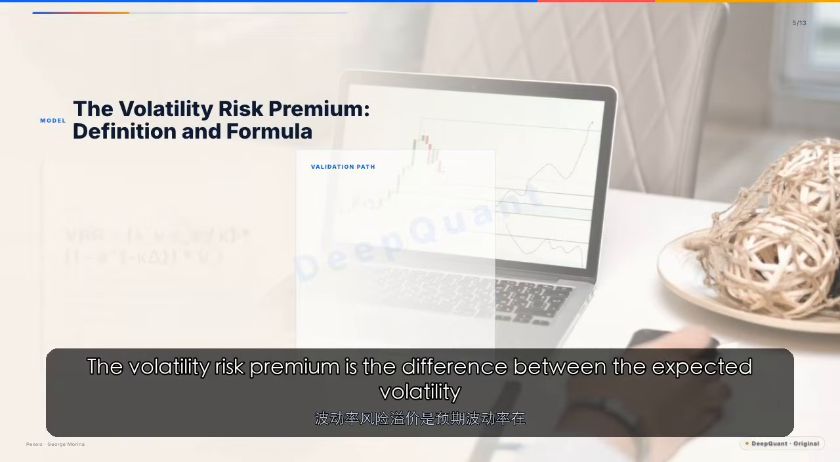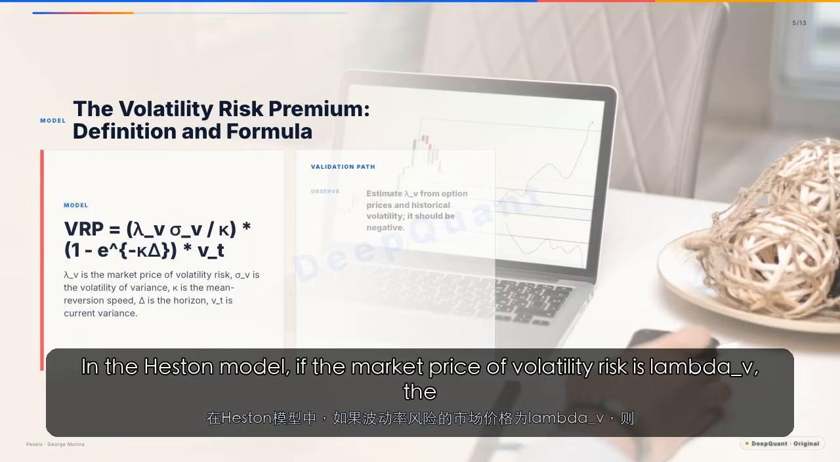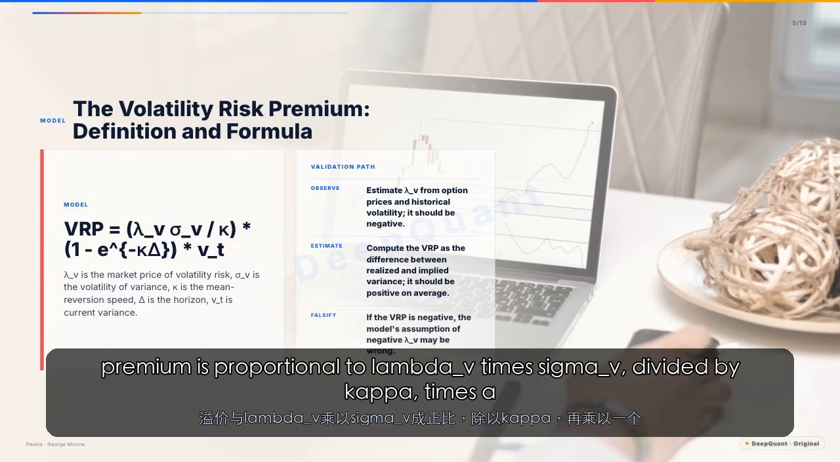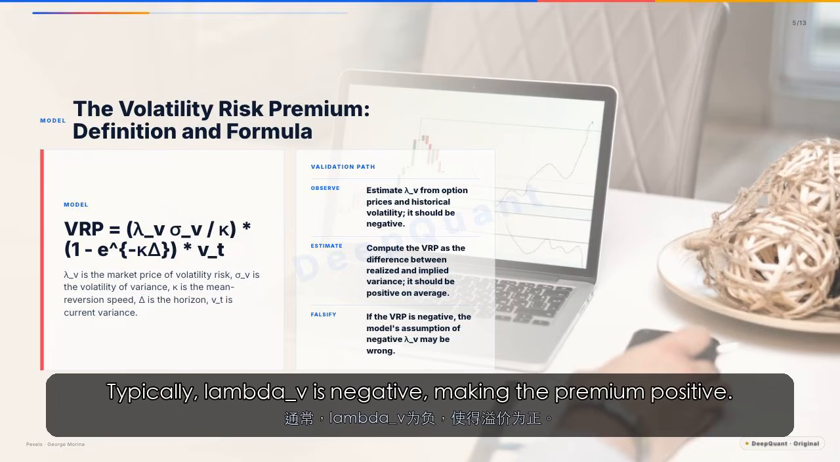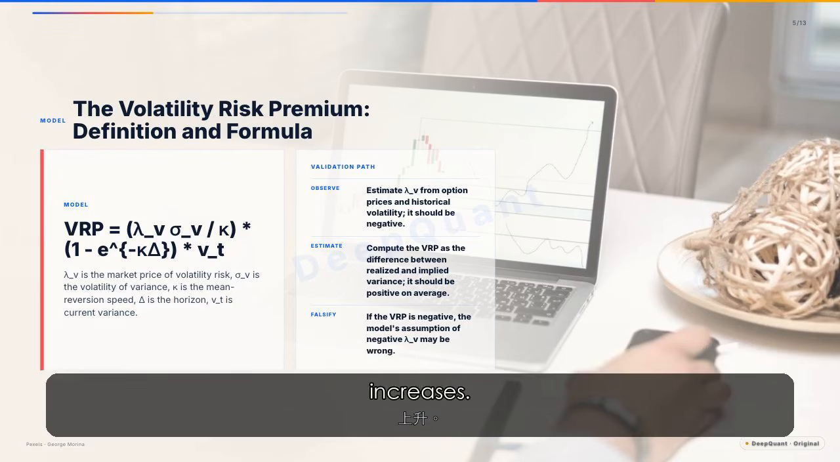The volatility risk premium is the difference between the expected volatility under the real-world probability measure and the risk-neutral measure. In the Heston model, if the market price of volatility risk is lambda_v, the premium is proportional to lambda_v times sigma_v, divided by kappa, times a term that depends on the horizon. Typically, lambda_v is negative, making the premium positive. This means investors are willing to pay a premium to hedge against volatility increases.